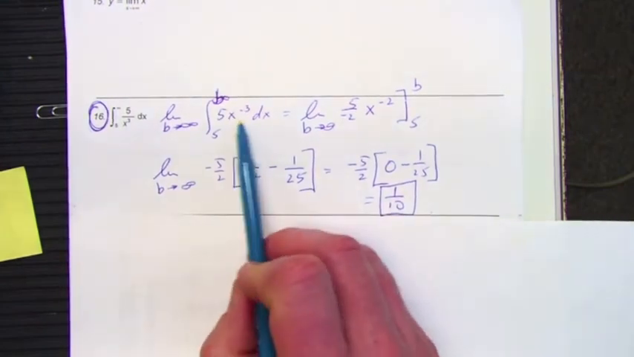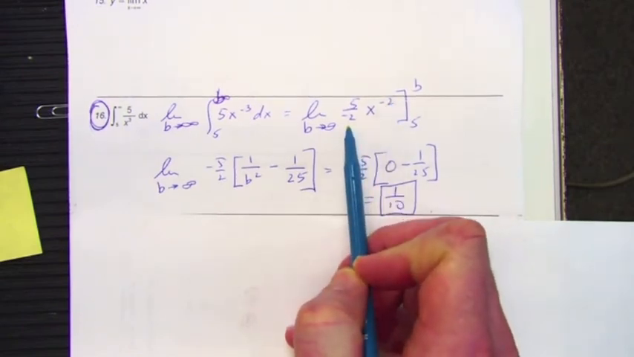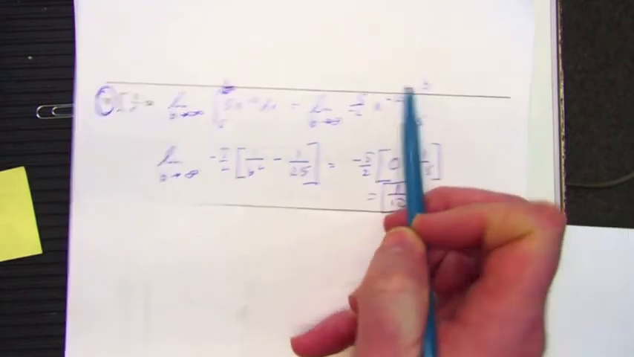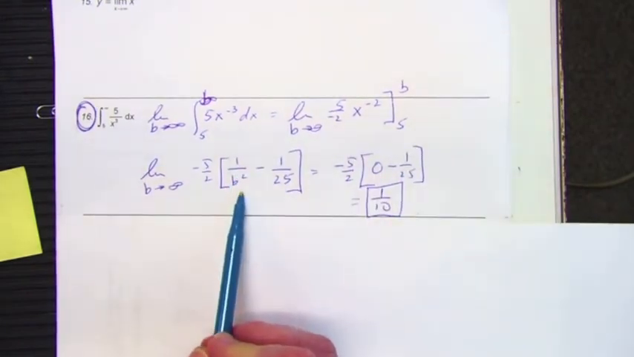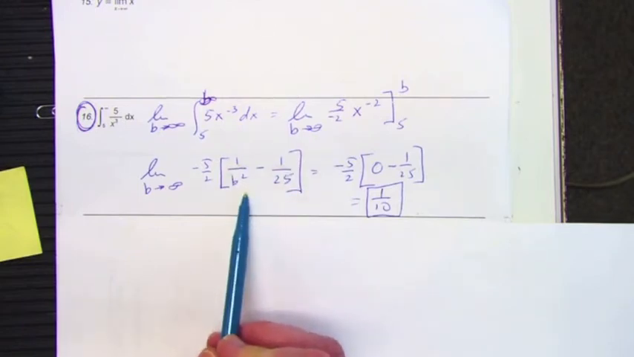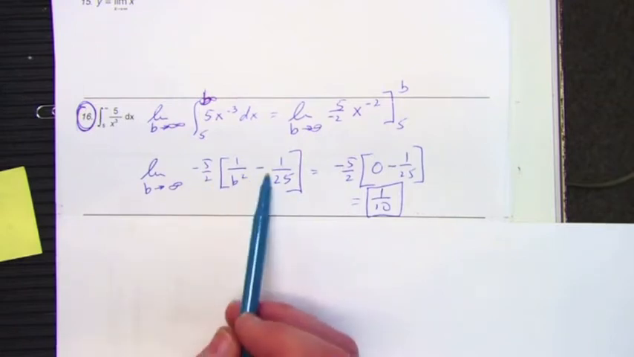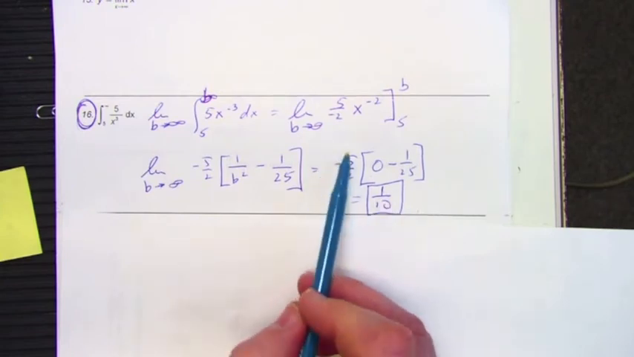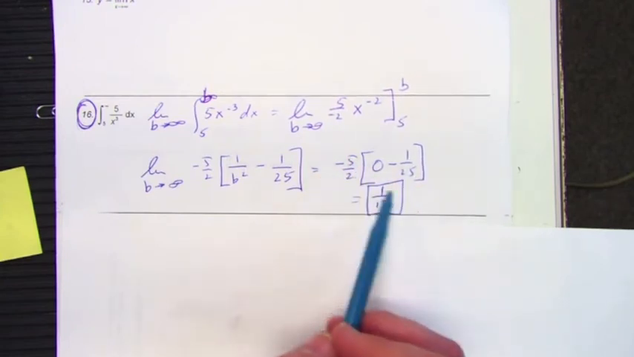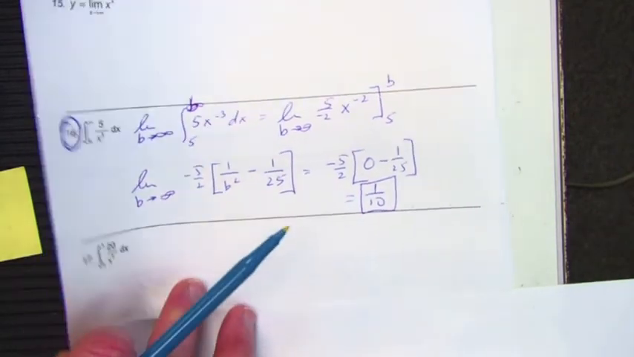Okay, because the antiderivative of this was x to the -2nd, bring the -2 out front, so I get 5/2. I still need to evaluate it between 5 and b. So the b is in the denominator, so it's 1 over b squared minus 1 over 25. As b goes to infinity, that's 0. If I multiply these together, I get 1/10, because a 5 cancels out of both of those, would you agree? Okay? All right. So we need to go back and do number, yes?